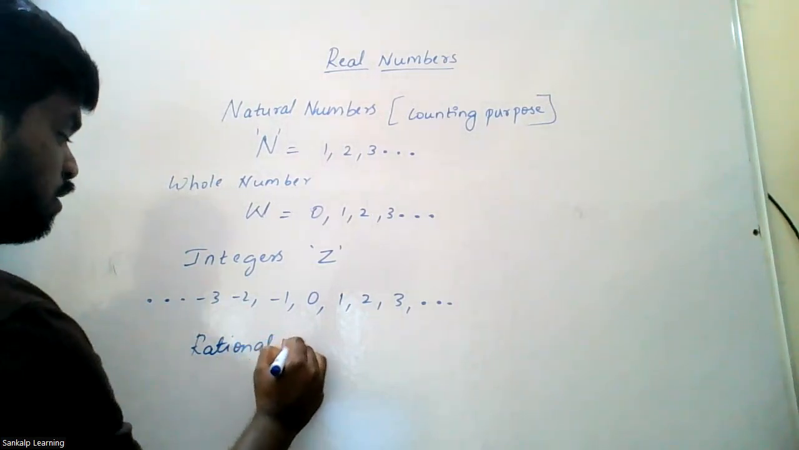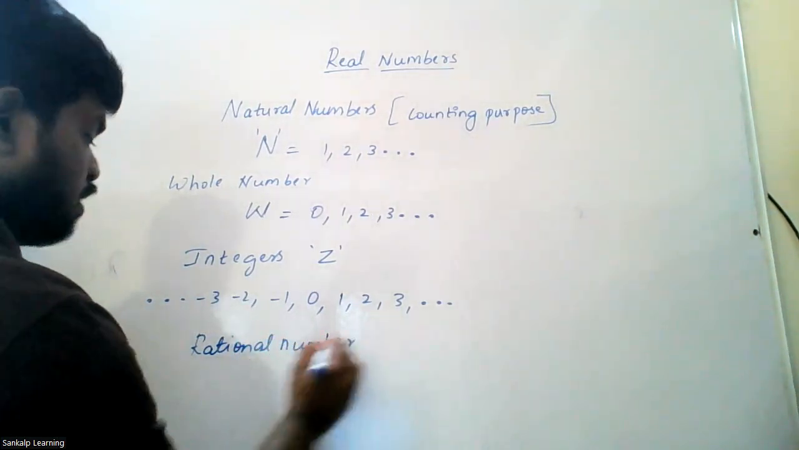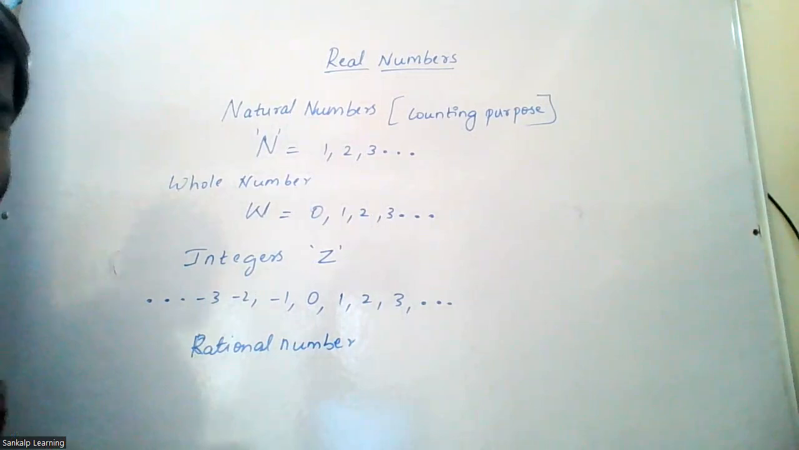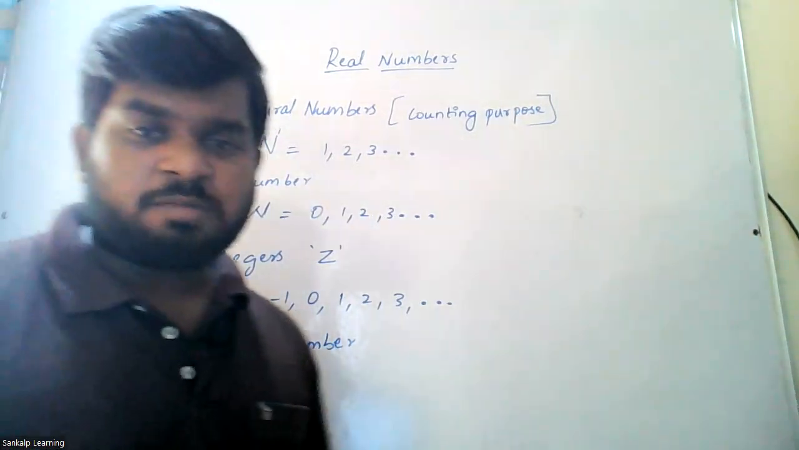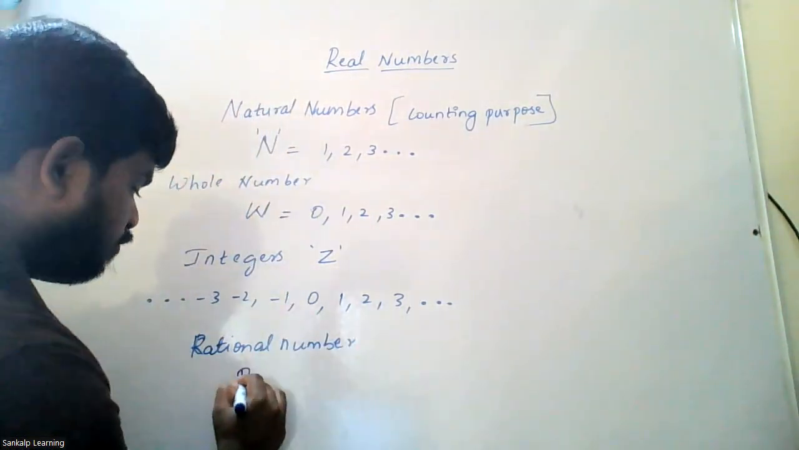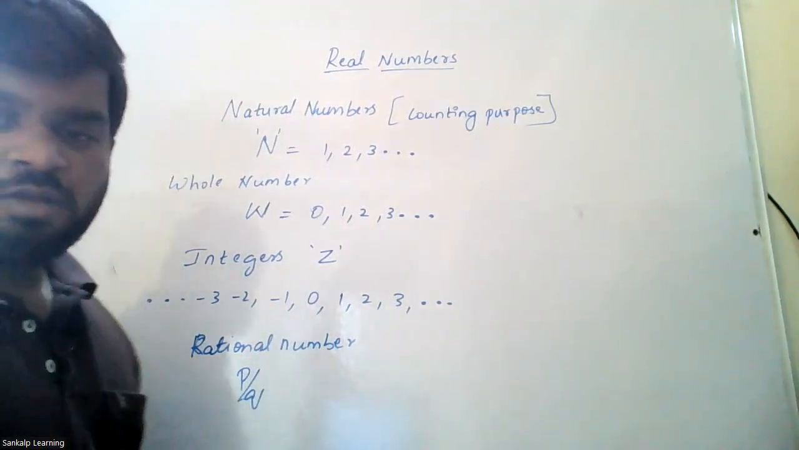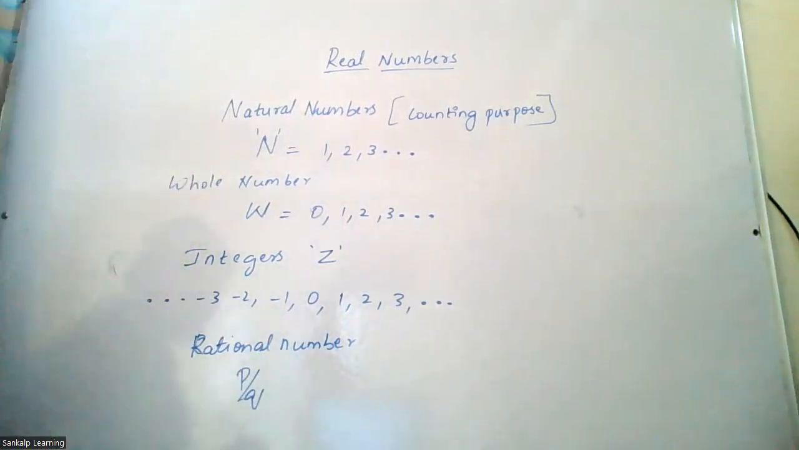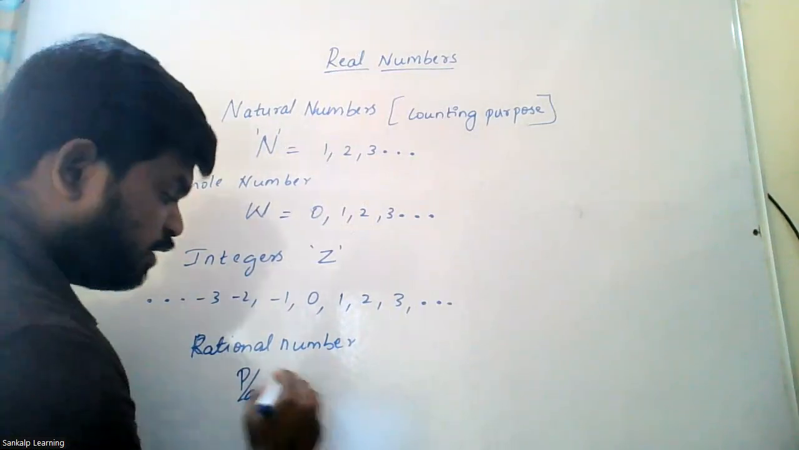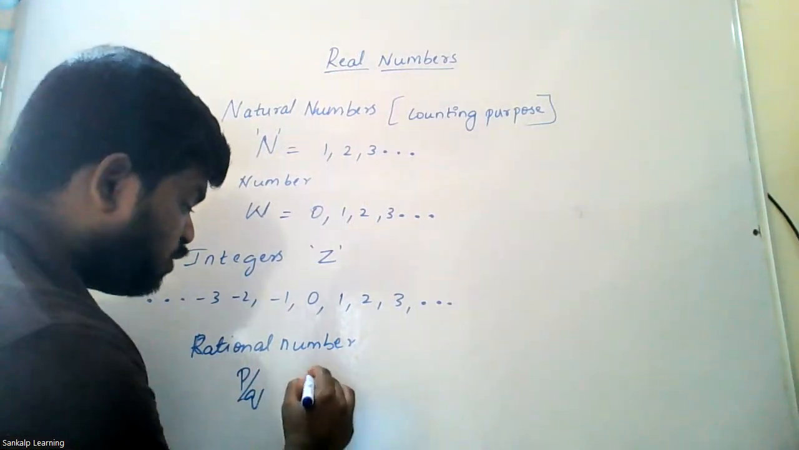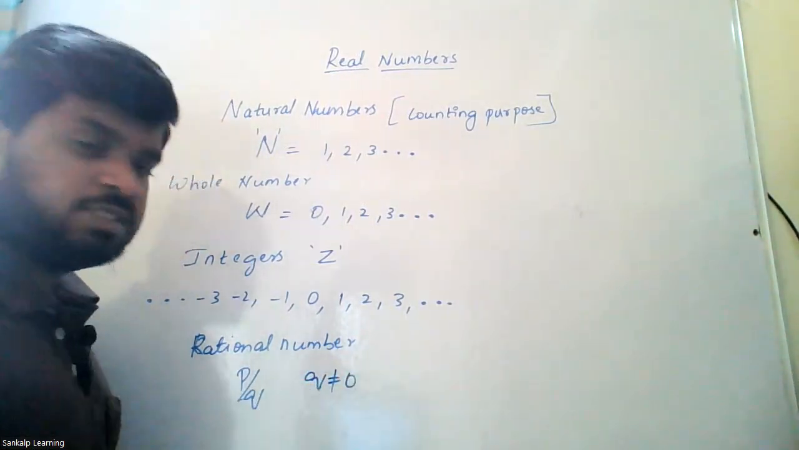The next type of numbers is known as rational numbers. What is this rational number? Those numbers which can be written in the form of p by q. Whenever you are able to write a number in this form, where p and q are integers and q should not be equal to 0.